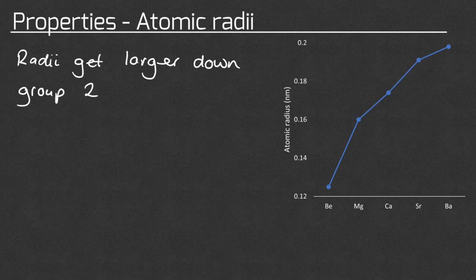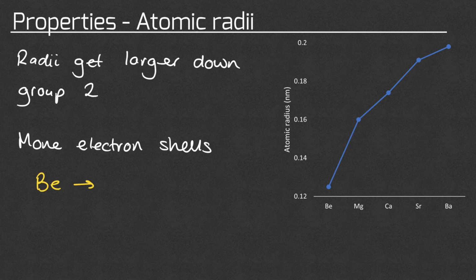As you go down group 2, the atomic radii get larger. So we can start, beryllium starts with about 0.121 nanometers, and barium ends up with about 0.2 nanometers. So the radii gets larger as you go down. And that's because as you go down the group, you have more electron shells. So for example, beryllium has 2 shells of electrons, magnesium 3, calcium 4, so it would make sense that those atoms would be bigger as you go down the group.